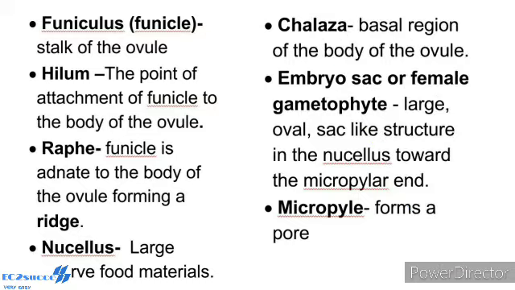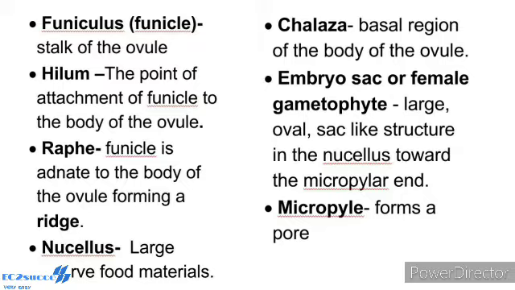Another part, the funiculus. A mature ovule consists of a stalk and a body. The stalk, or funiculus, also called funicle, is present at the base and attaches the ovule to the placenta. The point of attachment of the funicle to the body of the ovule is known as the hilum. It represents the junction between ovule and funicle. In an inverted ovule, the funicle is adherent to the body of the ovule, forming a ridge called the raphe.